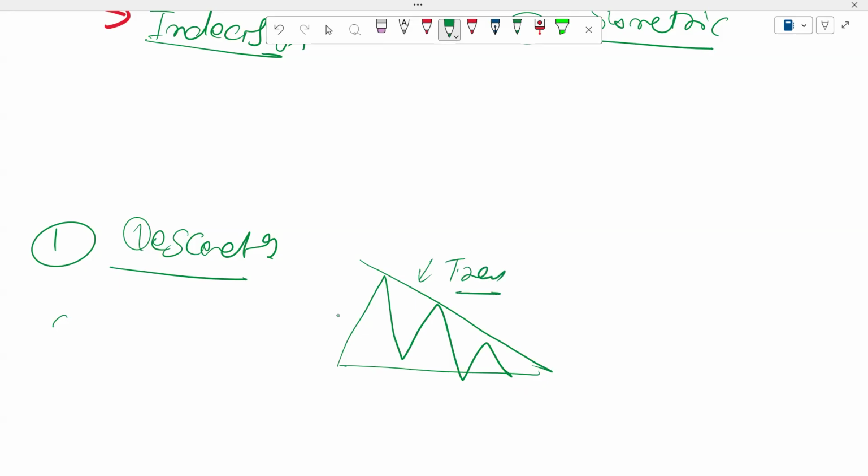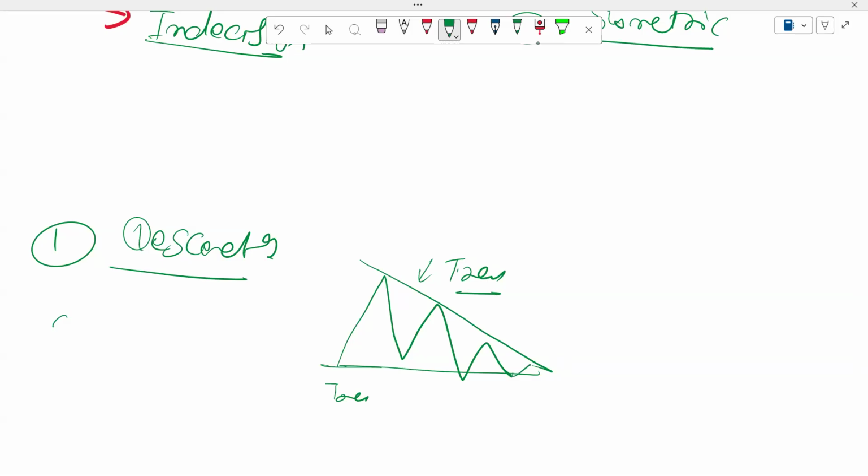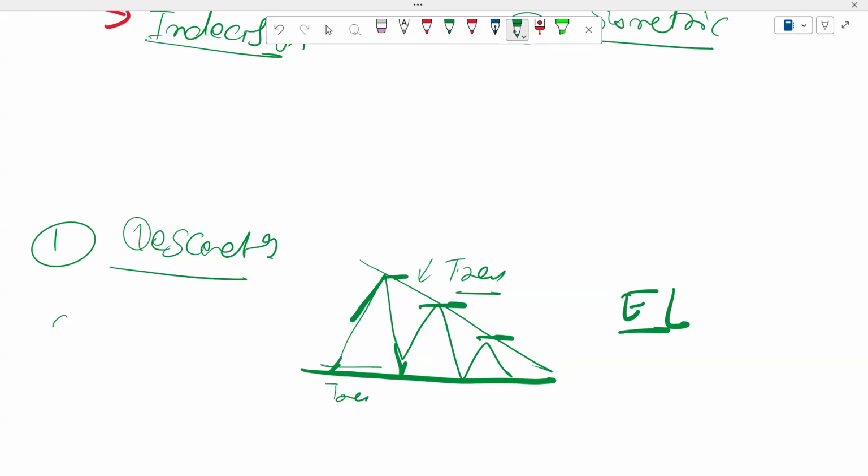How will I make this trend line? By joining the highs. And this one? By joining the lows. So see, this is your triangular pattern. If I ask you in terms of lower high and equal low, in this you can see the lows are equal. And what is happening with the highs? Highs are getting lower and lower. So, equal lows and lower highs.